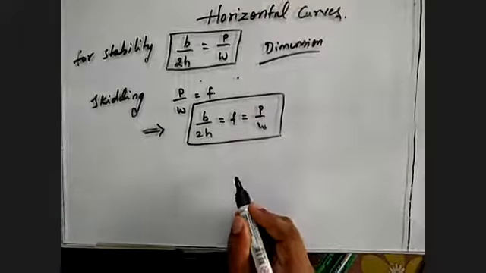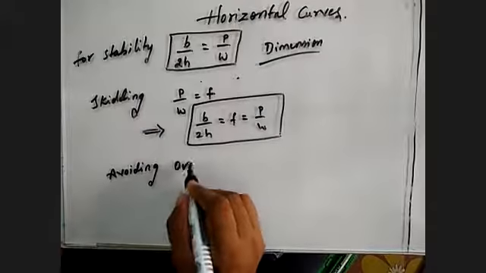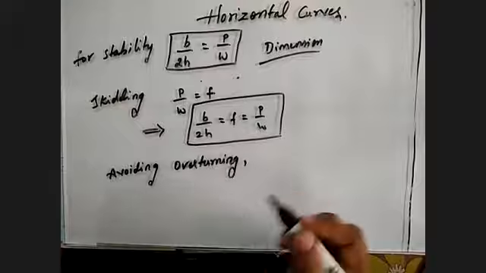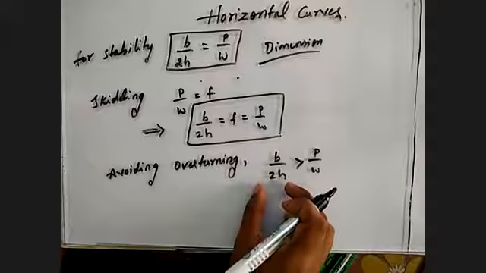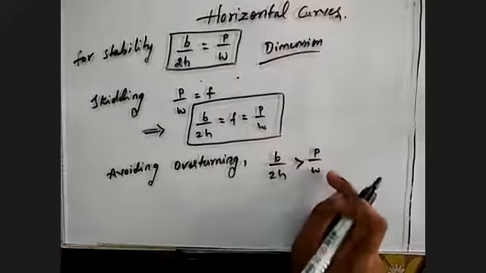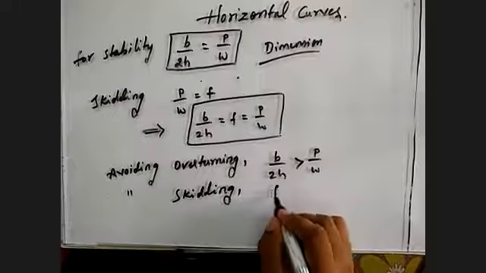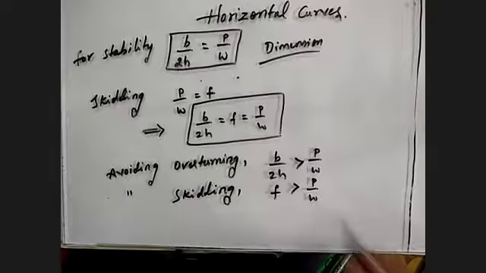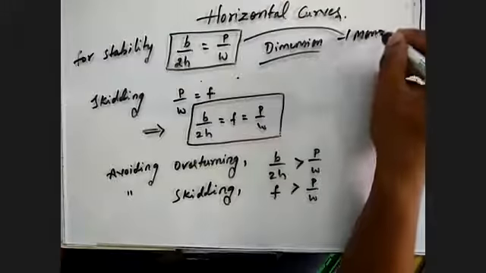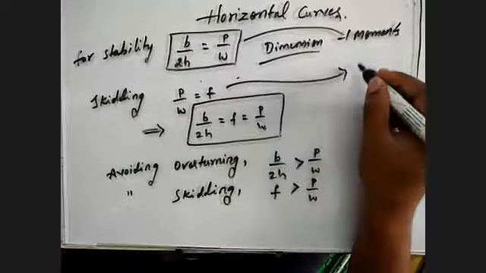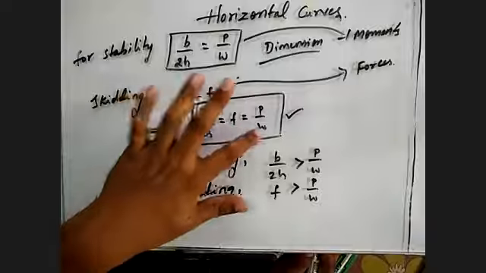Now, in order to avoid overturning, B by 2H should be greater than P by W. Guys, the ratio of base to height should be greater than the centrifugal ratio. Similarly, to avoid skidding, the frictional force should be greater than P by W. You're able to understand? So these are the two derivations I have got, one with the moments, and this equation with respect to equating the forces. From both I have drawn the conclusion that the dimension as well as the friction will be equal to the centrifugal ratio.